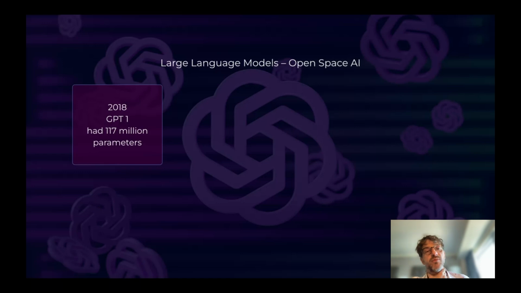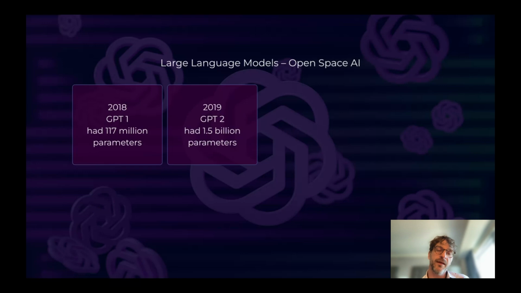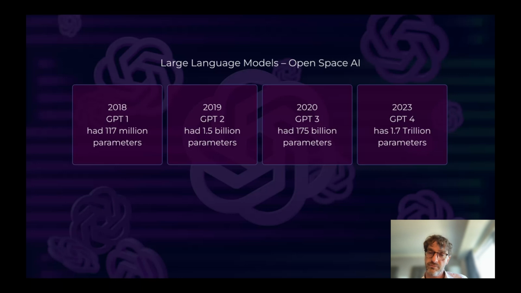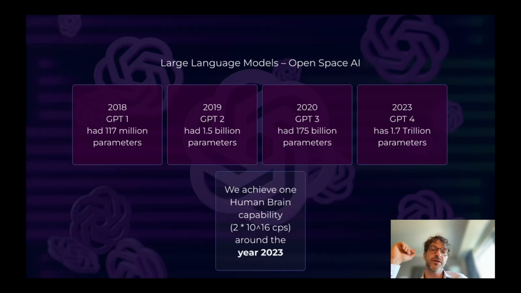In 2018, GPT-1 had about 117 million parameters. In 2019, it had 1.5 billion. In 2020, it had 175 billion. And in 2023, it has 1.7 trillion. That's 1.7 times 10 to the power of 12. Now notice Kurzweil's prediction, which he said we achieve one human brain capability, which is 2 times 10 to the power of 16, around the year 2023.